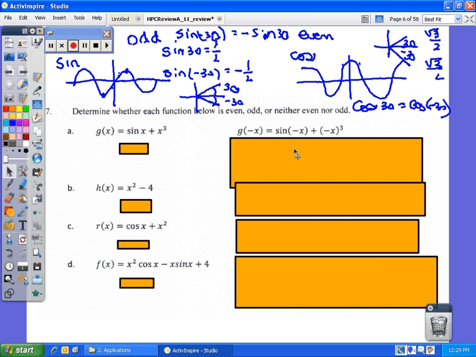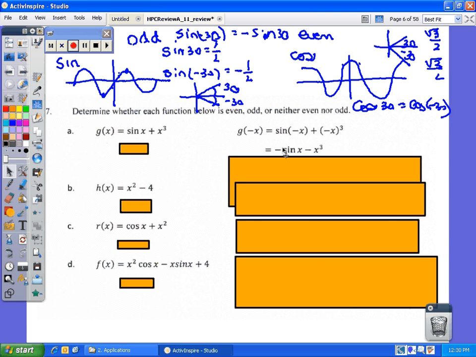First thing I do is I replace my angle x with negative values. And I know that the sine of a negative angle is equal to the negative sine of that positive angle. So I can replace this with the negative sine of x.